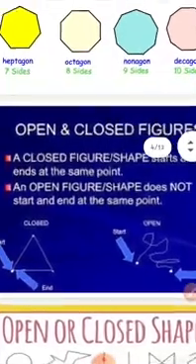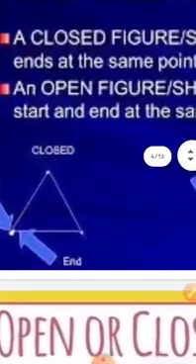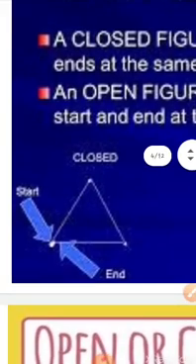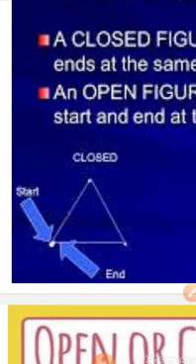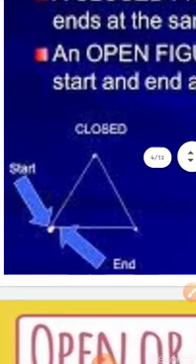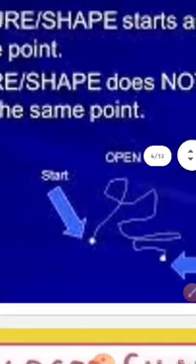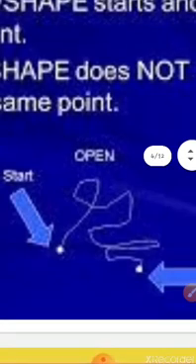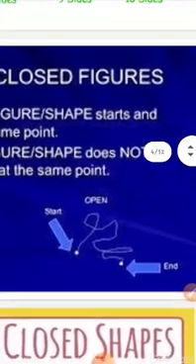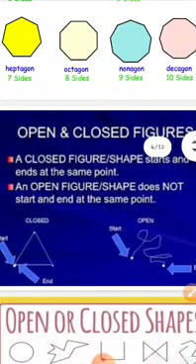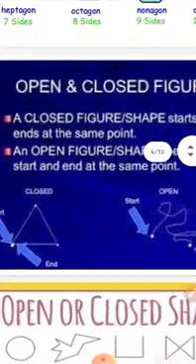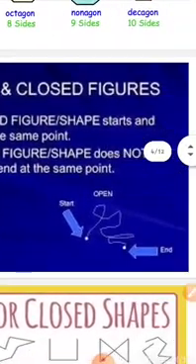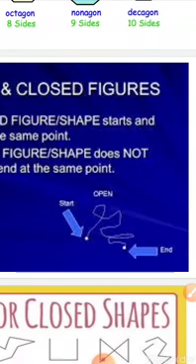A closed figure starts and ends at the same point. When you see this triangle, the start point and the end point are the same. So there is a connectivity between the start and the end point, if you see the arrow mark. Whereas in open, the start point is different from the end point. There's no connectivity between the start and the end point, if you see the blue arrow mark. So this is the new learning for you about open and closed figures. If the start and the end point are the same, then it is closed. If the start and the end point are different, then it is open.